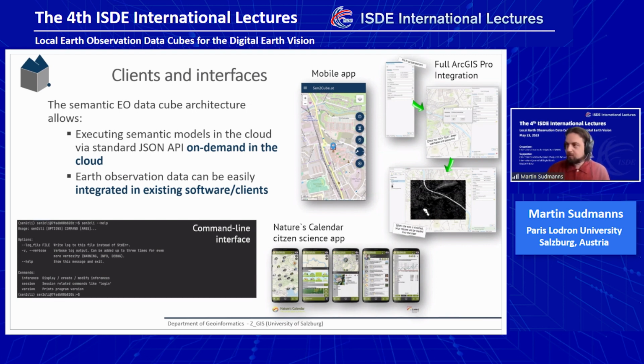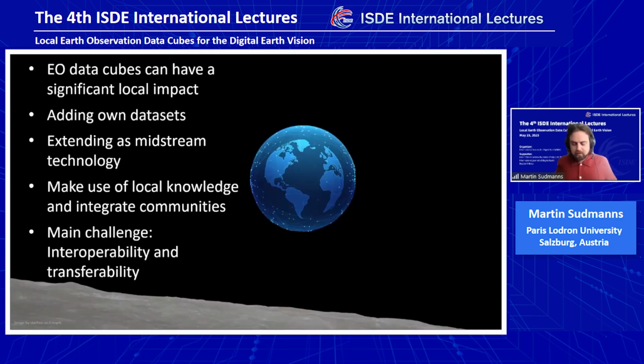What I want to conclude with is zooming out a bit. Greg mentioned that already. The Earth observation data cubes can have quite a significant local impact. We have seen that with the examples in both talks. What it also allows is adding your own datasets that may not be available in the big portals, or that you may not be able to share because they are protected or sensitive. So these types of self-managed, self-hosted infrastructures allow you to do that.